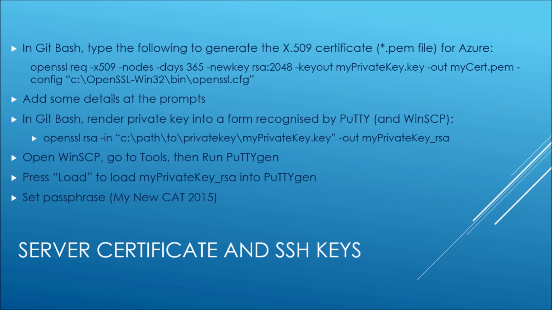So we'll open up WinSCP, go to Tools, PuTTYgen, load up my private key underscore RSA. Don't confuse it with the other one that we've created. And then we're going to set a passphrase on top of that private key. Now that passphrase you'll need to record and write down, because you'll be prompted to put that in when we actually access our virtual machine via the SSH application we'll be using. And it also puts on another layer of security onto that private key.